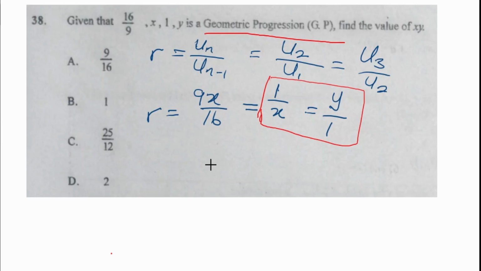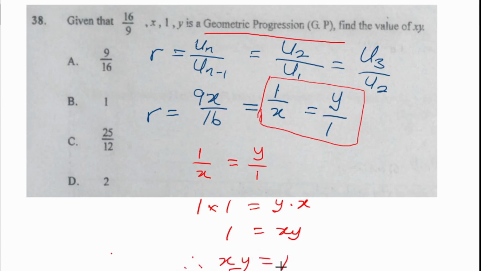So that means that 1 over x will be equal to y over 1. By cross multiplying, I'm going to have 1 times 1 equal to y times x. 1 times 1 will give us 1, and then y times x will give us xy. So I can say that therefore xy will be equal to 1. And looking through the possible answers, the correct answer to this question is going to be B.